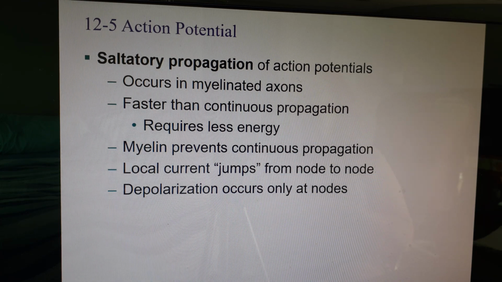Now, saltatory propagation is for the myelinated axons. Rather than having to cause each section of the axon membrane to have an action potential, one node of Ranvier having an action potential can actually influence the next node. So rather than going through all the sections of the axon, the myelinated areas get to be skipped over. So it looks like the current is jumping from node to node because we only have to depolarize the membrane at the node.